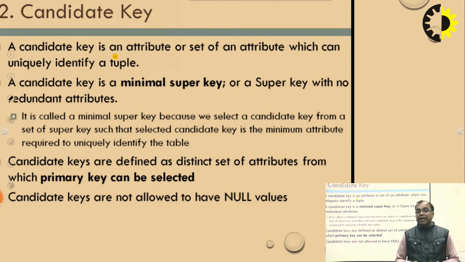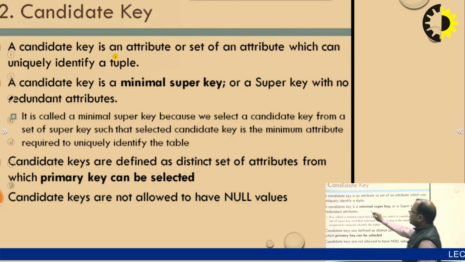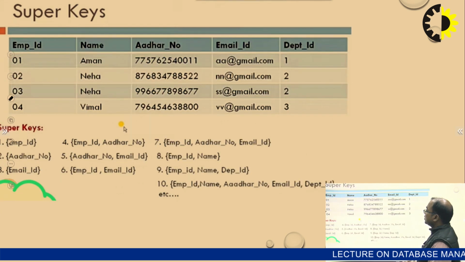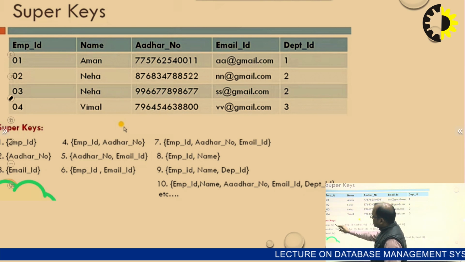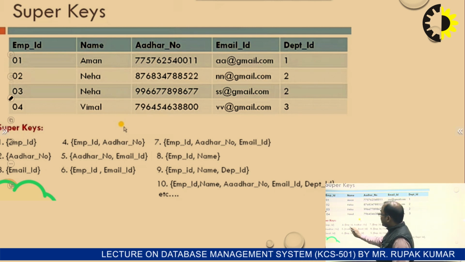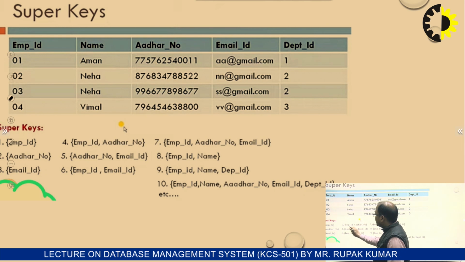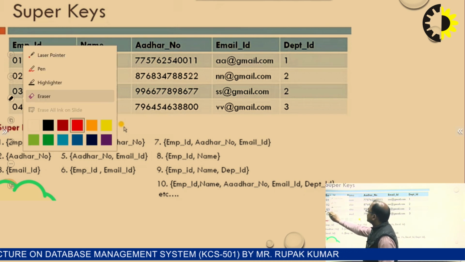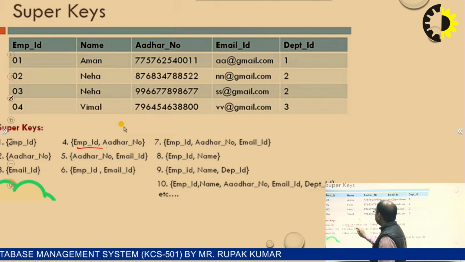So candidate key को कह सकते हैं it is a minimal super key. So a candidate key is a minimal super key. Clear? So what is a candidate key? It is a minimal super key. Minimal super key क्या मतलब हुआ? What does this minimal super key mean? Minimal super key means, if we have a composition of these two, then minimal means its subset. What is the subset of this? Employee ID. And what is the subset of employee ID and Aadhaar number?